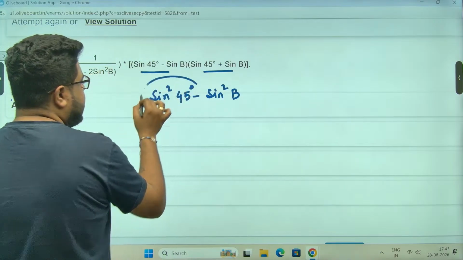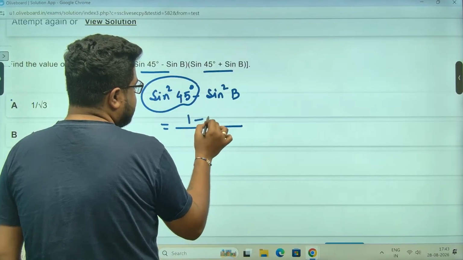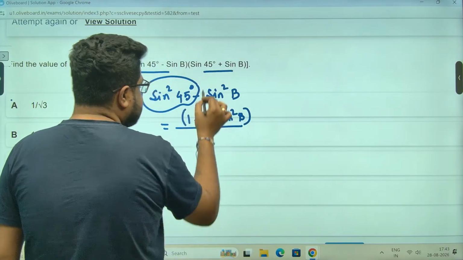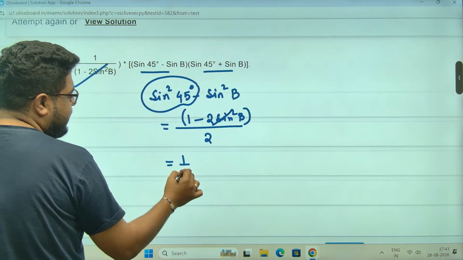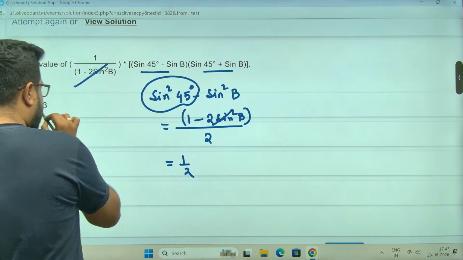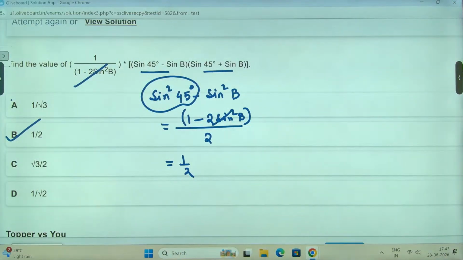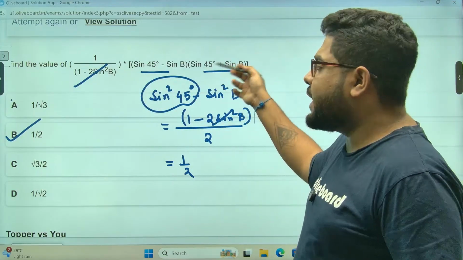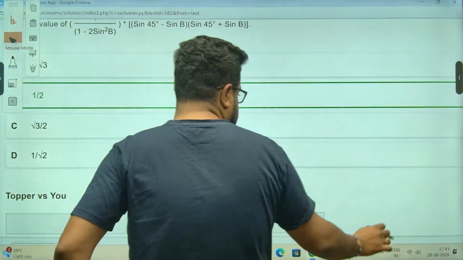So this is 1 by 2. 1 by root 2 square, meaning 2. Acha sir, done. So you see, this is the second part into this. So this and this will cancel. I'll have half as my answer, sir. Option B will be the correct answer. You see, this is in the denominator and this is in the numerator. It will cancel each other, sir. Next one, please.